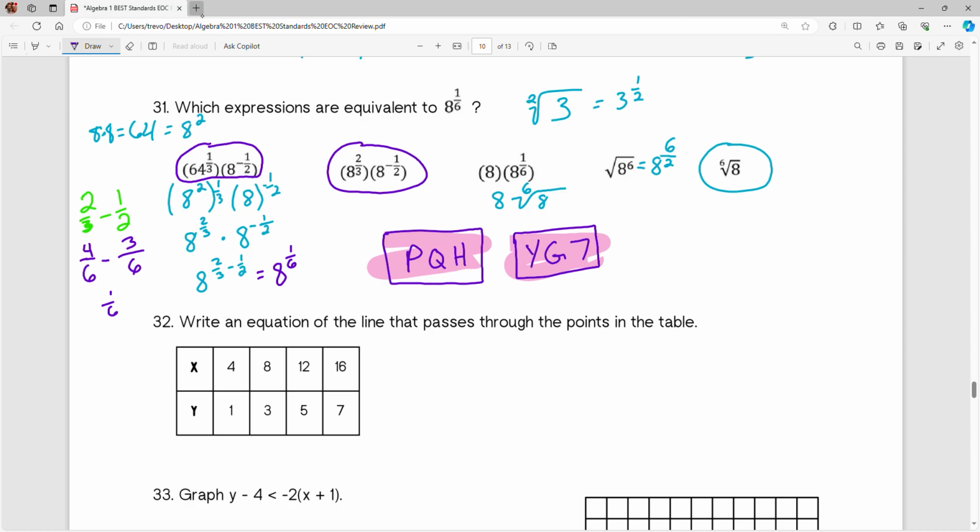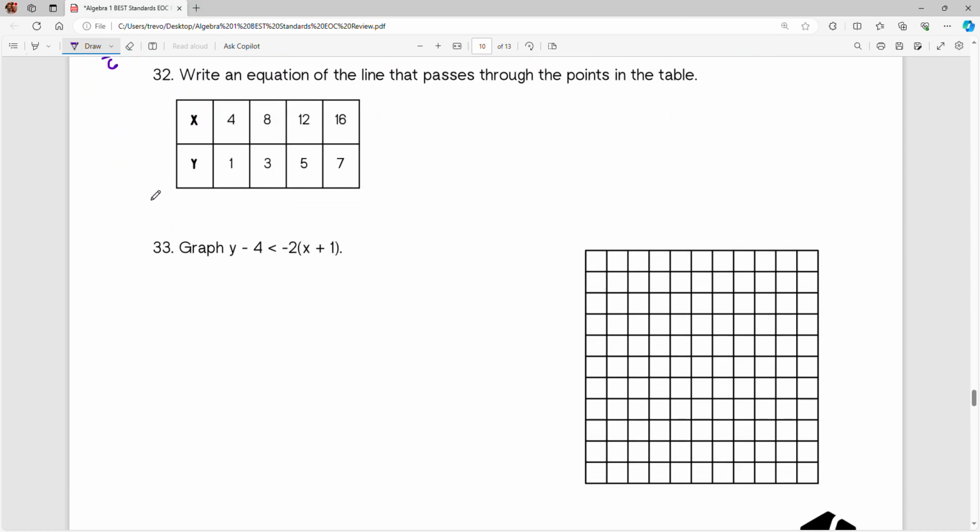And continuing on this page, we just have two more questions on this page. Number 32. Write an equation of the line that passes through the points on the table. So they gave us some points. They didn't tell us a slope. I can write an equation in slope-intercept format, though. y equals mx plus b. And they also did not give us the y-intercept, but I can find it really quick.